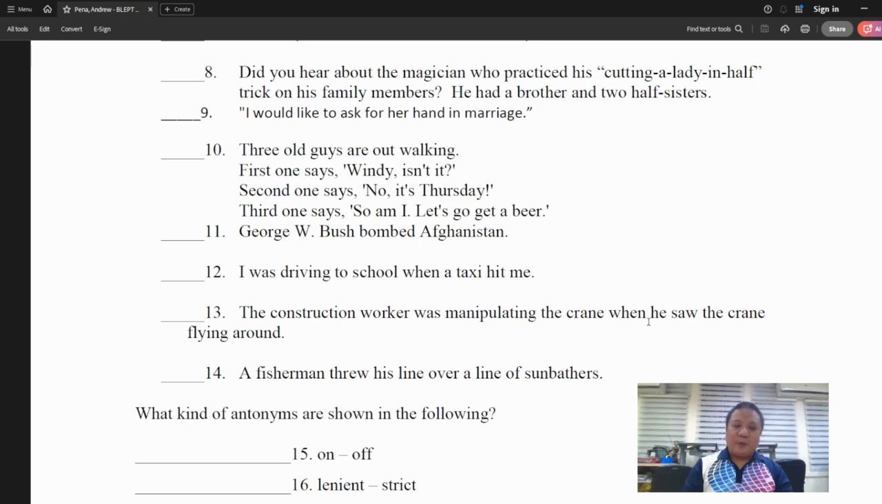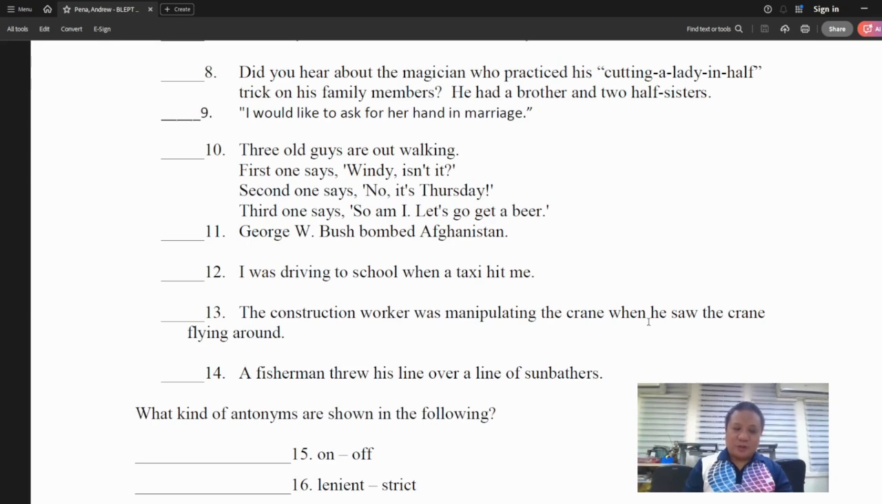Number 10, three old guys are out walking. First one says, windy, isn't it? Second one says, no, it's Thursday. Third one says, so am I. Let's go get a beer. So for them, they sound the same. So the answer is D, homophony.